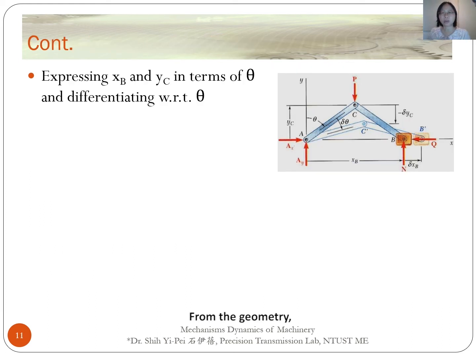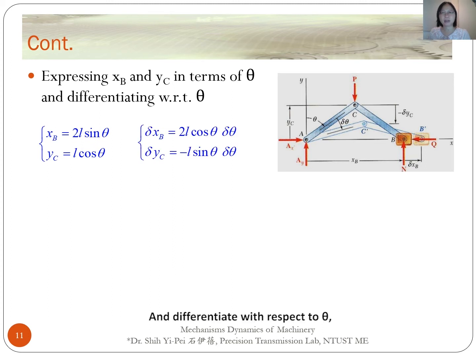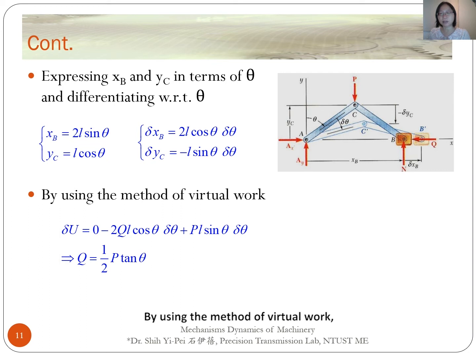From the geometry, we can express SB and YC in terms of theta, and differentiate with respect to theta to get the small displacements delta SB and delta YC. By using the method of virtual work, the unknown force Q can be figured out like this.